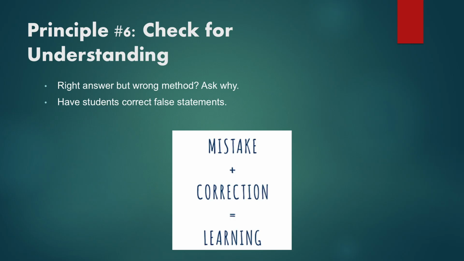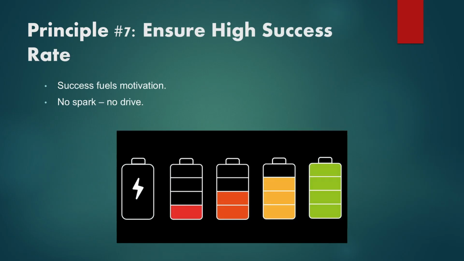Principle 6. Check if students have really understood. This allows you to check not just the product, but the process. It's possible to come to the right conclusions by the wrong means. Maybe make some false statements and ask the students to correct you. Make them question everything.